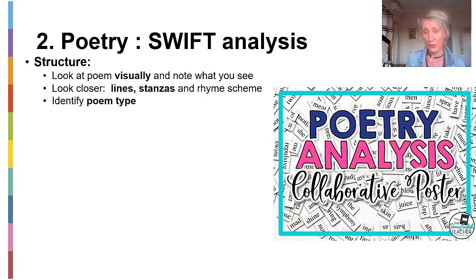So first one, the structure part, they can look at the poem visually and they're going to note what they see. Then they will look at it closer and they'll look at the lines, stanzas, the different verses, the rhyme scheme, are they couplets, iambic pentameter, and what kind of poem is it? Is it a lyrical poem? Is it an ode, a ballad, haiku?